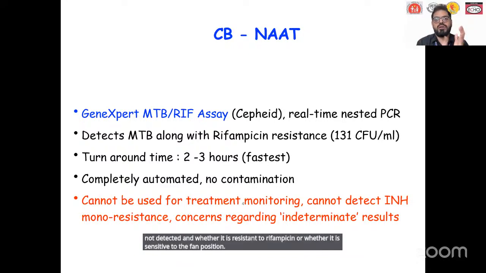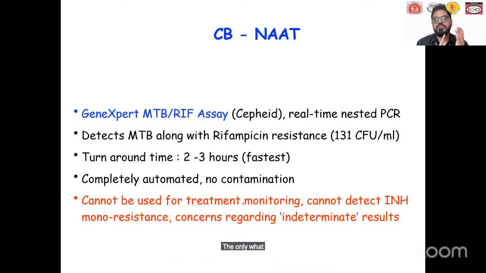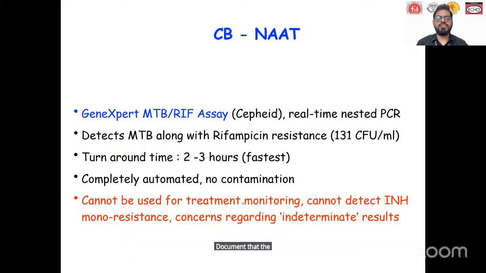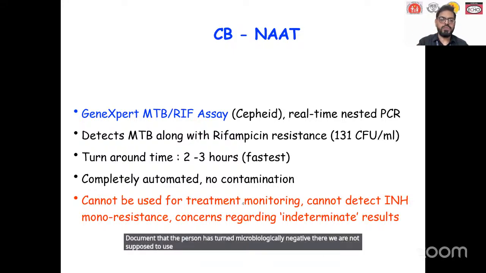The only negative point of NAT is that it should not be used as a follow-up test. That means you diagnose tuberculosis at baseline, you start the patient on treatment. Now at the end of 2 months, or maybe at the end of 6 months, you want to document that the person has turned microbiologically negative. There we are not supposed to use NAT. We use either a smear or a culture.